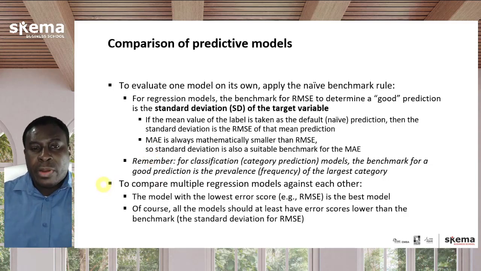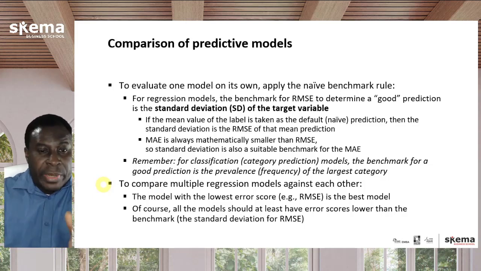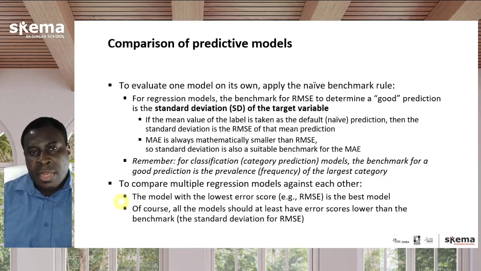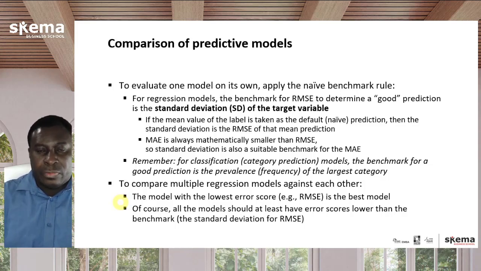Now, when you're comparing multiple models, suppose they all beat the benchmark, they're all better than the standard deviation, then simply the best model is the one with the lowest error score, whether RMSE or MAE. It's as simple as that. Each of these should be better than the standard deviation, or you're not even talking about a good model. But when you have multiple models, the lowest error is the best. These are the basic principles of evaluating predictive regression models.